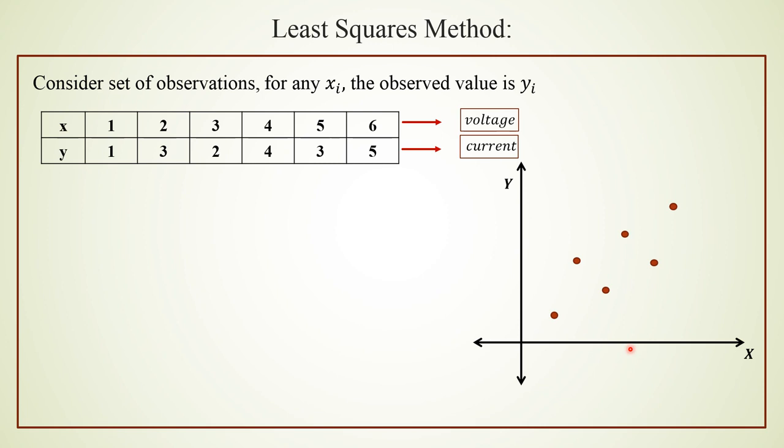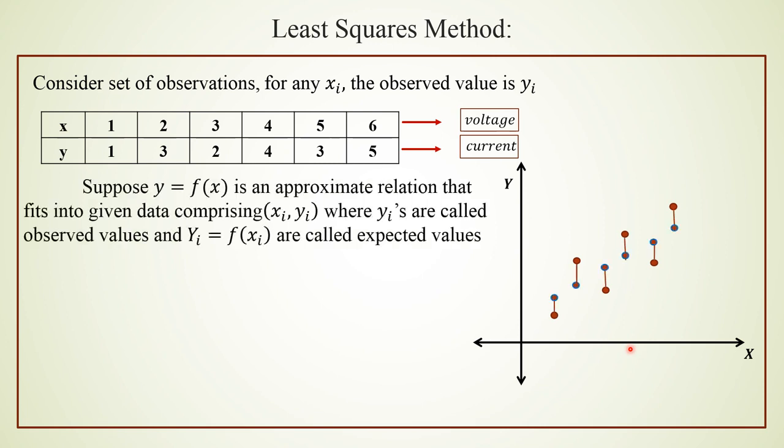But according to Ohm's law, we know that the voltage across the circuit is in a linear relationship with the current, right? That means as the voltage across the circuit increases, the current in the circuit also increases. But just observe the values over here, there are little variations, right? That means there is a difference between the corresponding theoretical values of y and the observed values of y for any xi. So the blue dots over here indicate the theoretical value of y for the given xi.